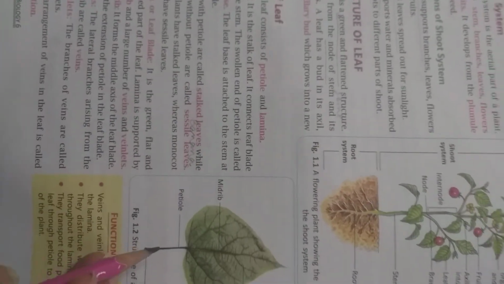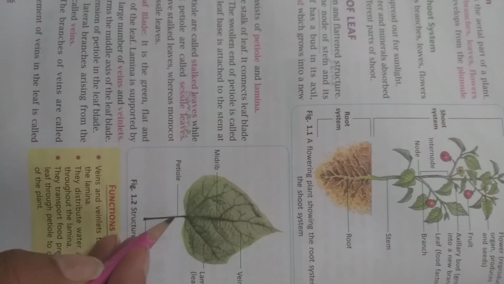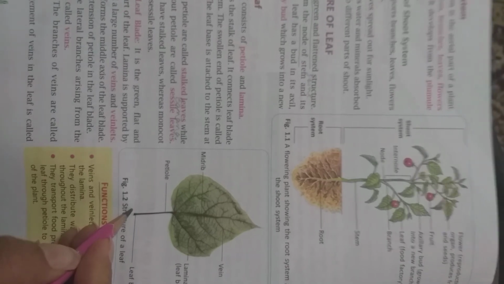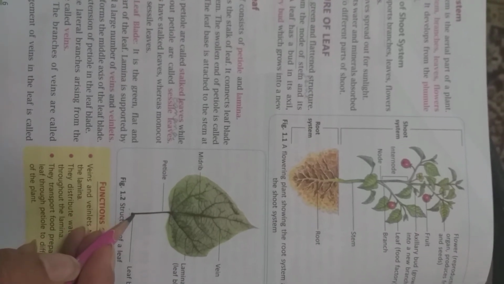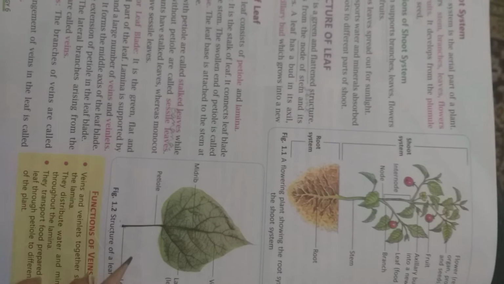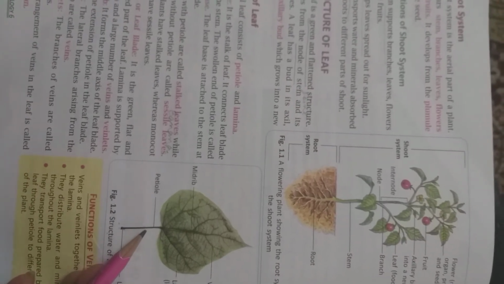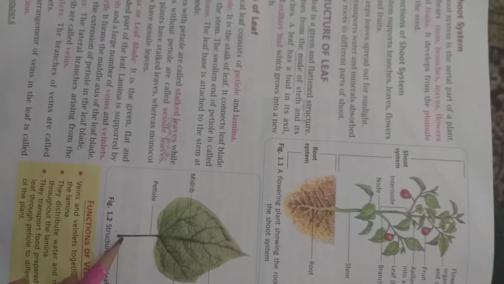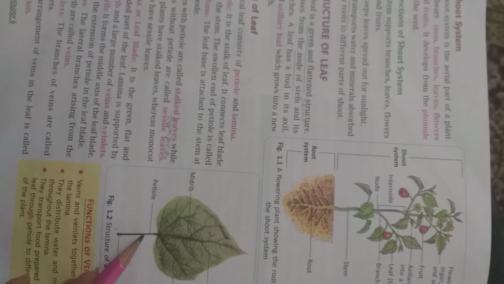We have two types of leaves. One which has a stalk which is attached to the stem. Another one which does not have a stalk. You all must have seen the banana leaf. It does not have a stalk. It is directly attached to the stem. Now such leaves which do not have the stalk are called sessile leaf. Example, banana. The ones which have a stalk are examples like mango, guava, peepal, and so many others.